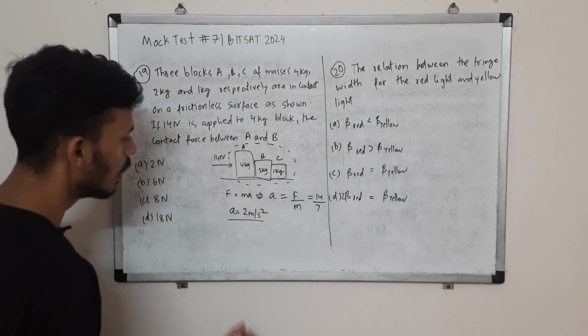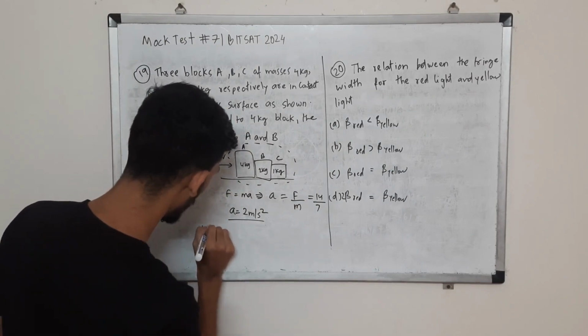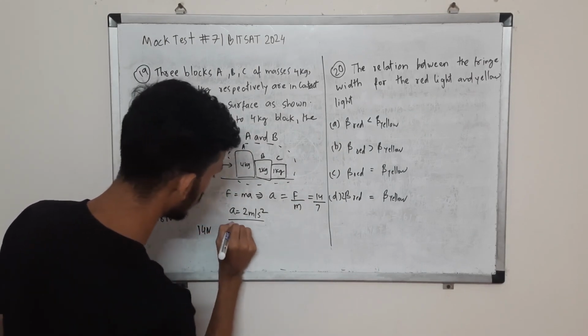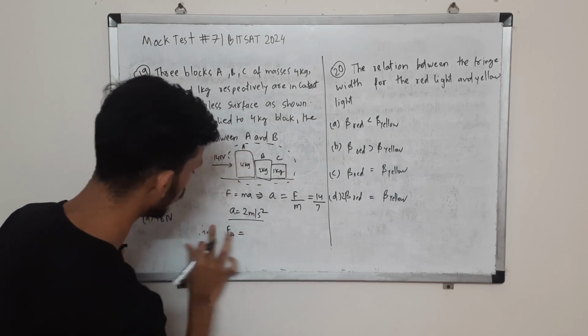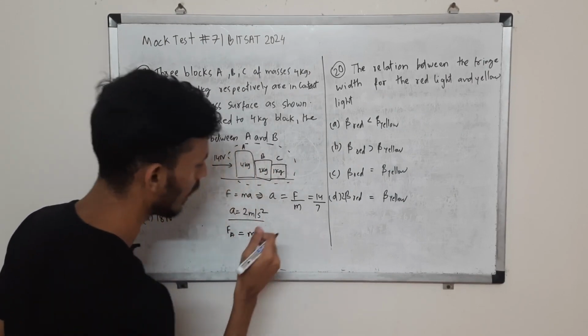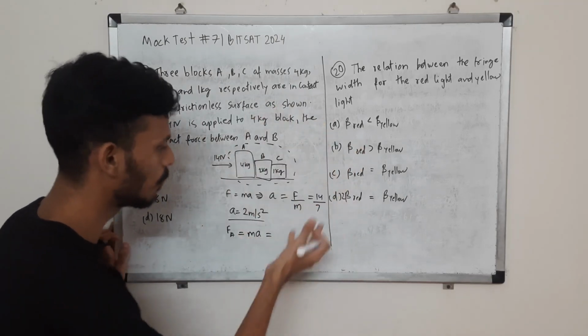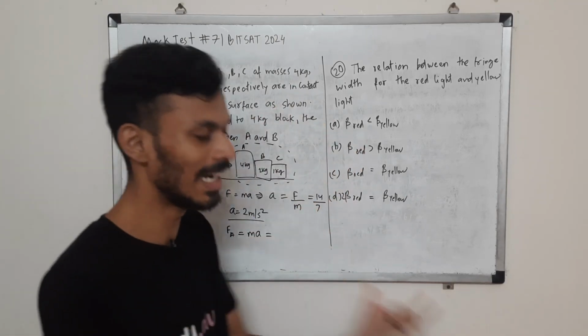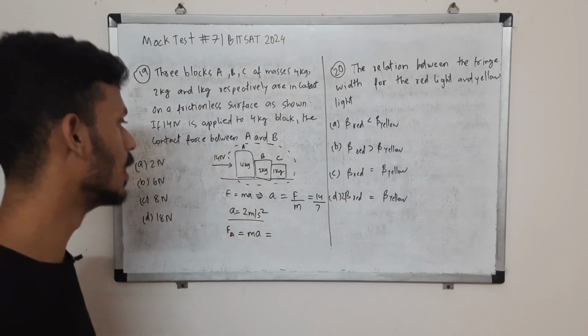That's simple now. So total force is 14 newtons. We have to subtract the force needed to move A. Force needed to move A will be mass into acceleration. We know that the acceleration of the whole system is 2 meters per second square. The entire system is moving with the same acceleration.